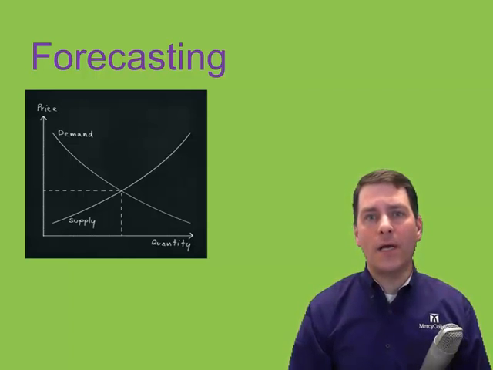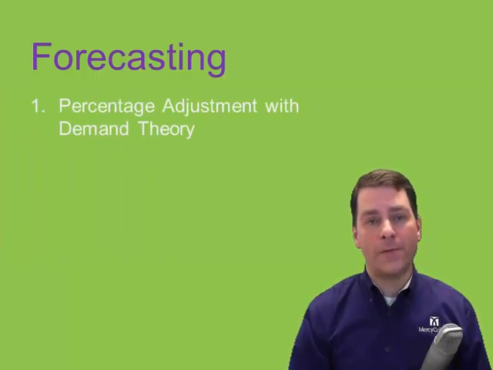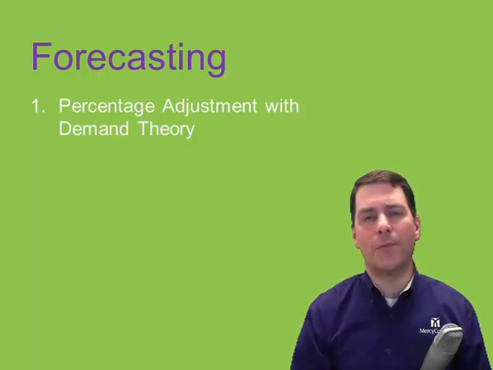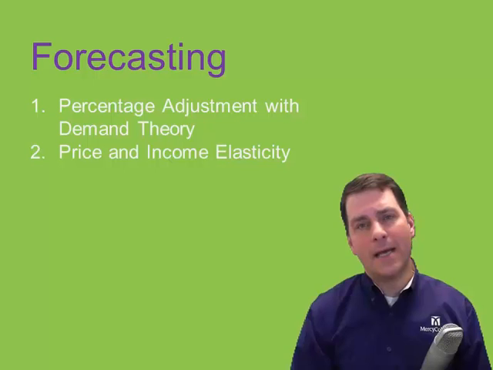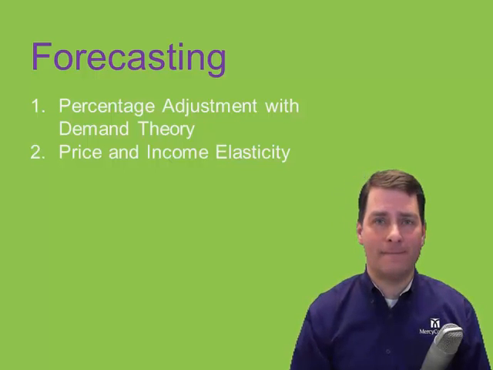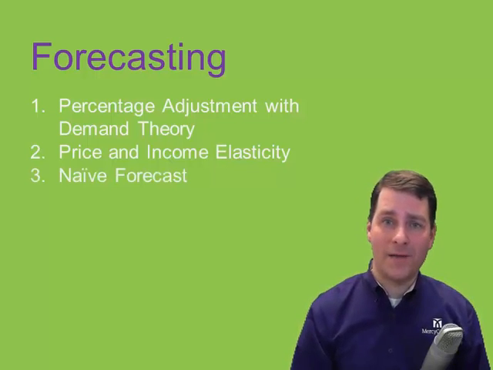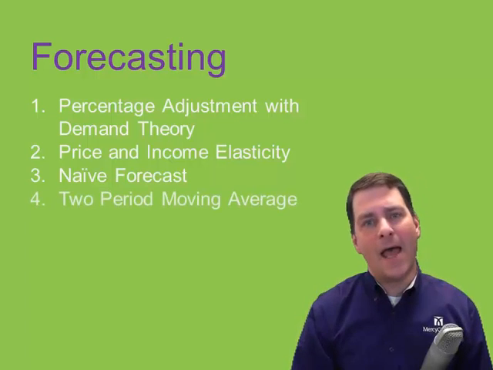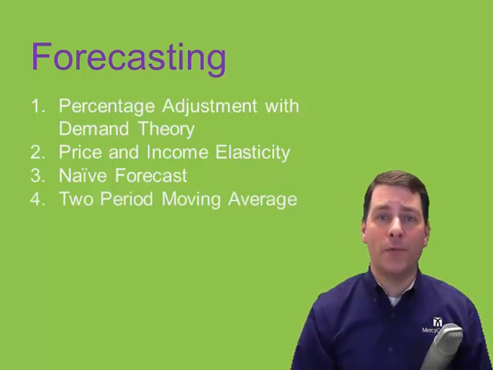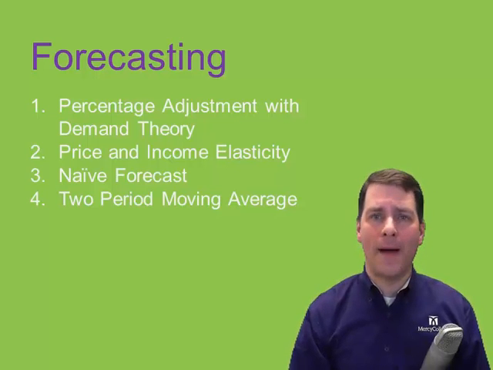All right, so what are we going to be looking at as far as the tools of forecasting today? We're going to be looking at 4. The first one is percentage adjustment with demand theory. So we're bringing back our old friend demand theory. The next method we're going to be looking at is price and income elasticity. Number 3 is the very difficult and highly computational naive forecast. Please note my sarcasm there. Don't worry, this one is very easy. And number 4, we're going to be looking at the 2-period moving average. But before we go into that, let's talk briefly a little bit more about forecasting.